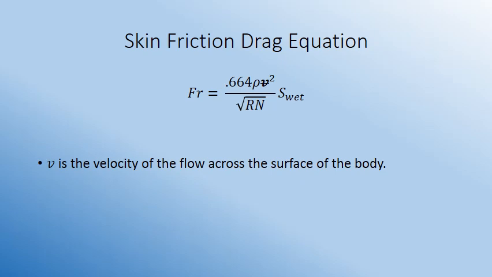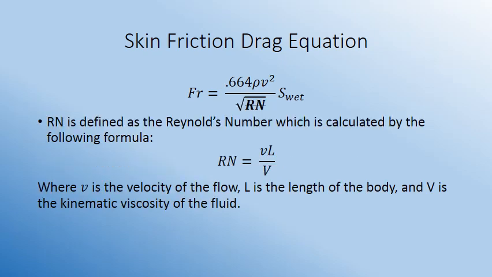Nu is the velocity at which the fluid flows across the surface of the body. Rn stands for Reynolds number. The Reynolds number is dimensionless, and it is used to quantify the viscosity of a fluid. It is determined by the formula Rn is equal to nu L divided by V, where nu is the velocity of the flow, L is the length of the body, and V is the kinematic viscosity of the fluid.